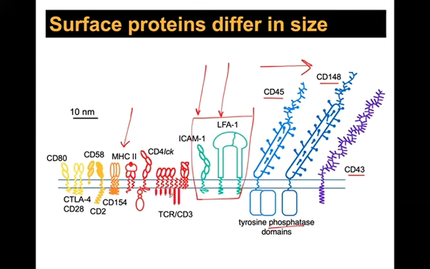Now what happens is that you get recruitment and activation of kinases. I'm just going to put a K on here. The kinases are opposed by the phosphatases. So as you push things out, the phosphatases get excluded and you get just the kinases. And that's what allows T cell signaling to happen.